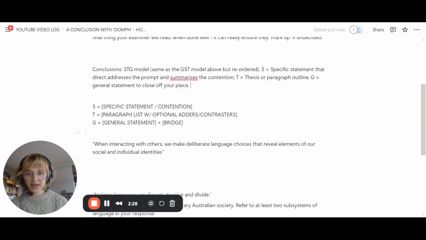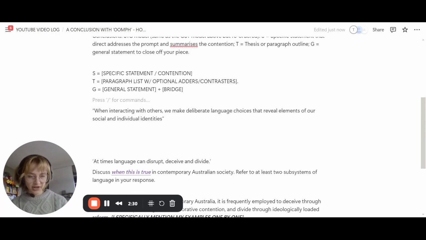So let's have a discussion about how we might approach this prompt. When interacting with others, we make deliberate language choices that reveal elements of our social and individual identities. So what I'm going to do is quickly think about what sort of paragraphs I might do in this topic, and then we'll talk about how to write a conclusion for it.